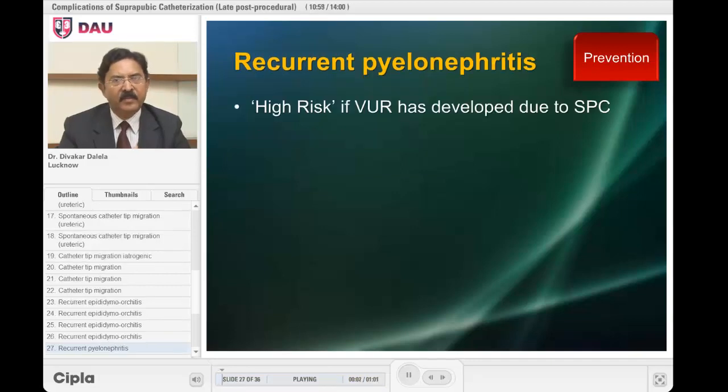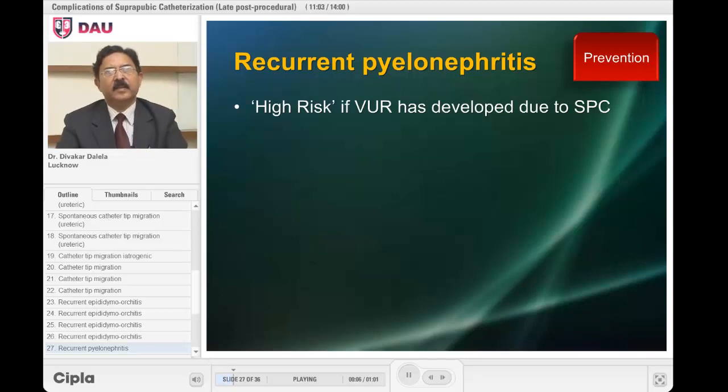Sometimes you can have recurrent pyelonephritis. And why does this occur? Because if somebody is having an SPC, the tip of the catheter keeps rubbing around the ureteric orifice and there occurs edema around the ureteric orifice, and we have seen that whenever you do a cystogram, MCU, in these patients, you show reflux. So the cause of reflux is edema around the ureteric orifice. A good number of patients show reflux with SPC in situ.